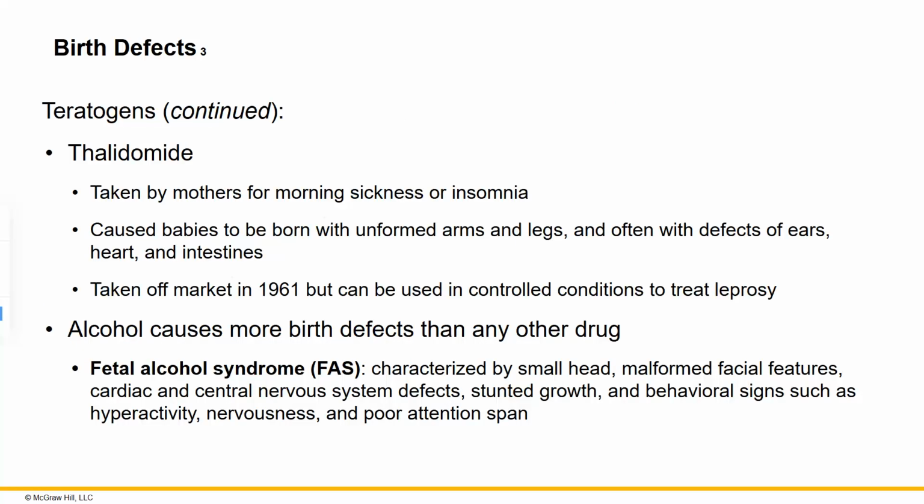Teratogens like thalidomide, taken by mothers for morning sickness or insomnia, cause babies to be born with unformed arms and legs, and often with defects of the ears, heart, and intestine. It was taken off the market in 1961, but can be used in controlled conditions to treat leprosy.